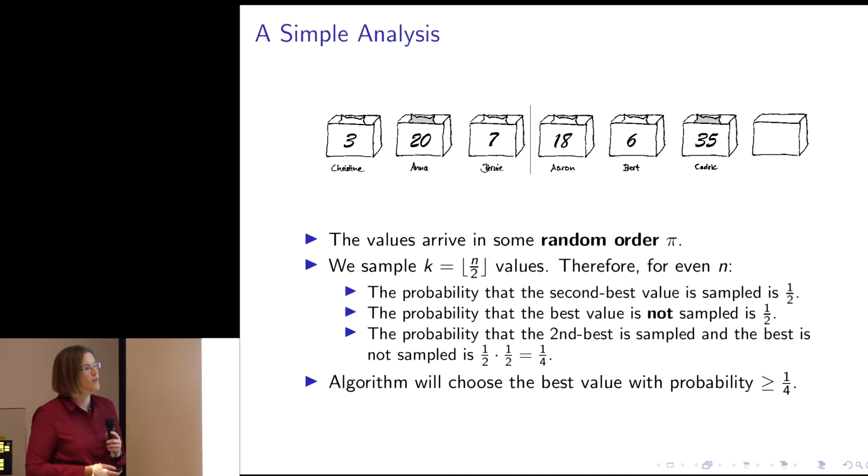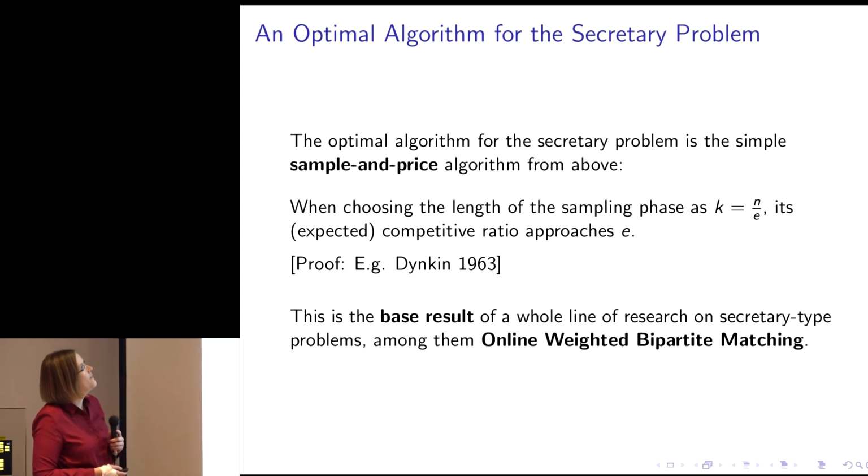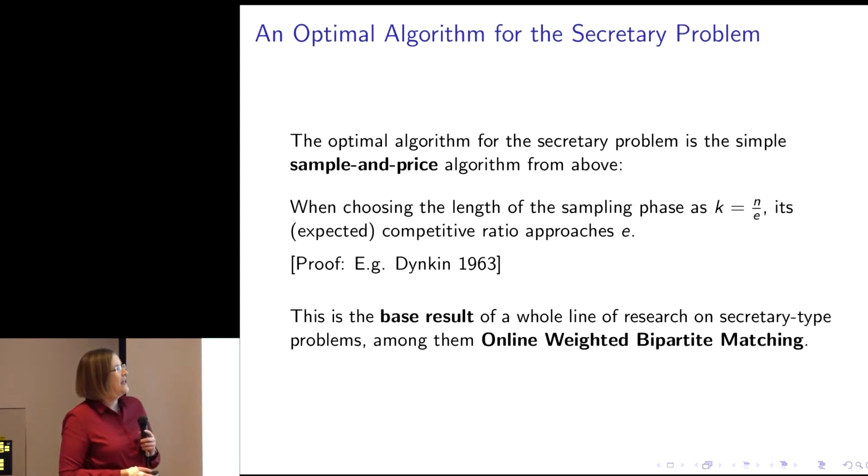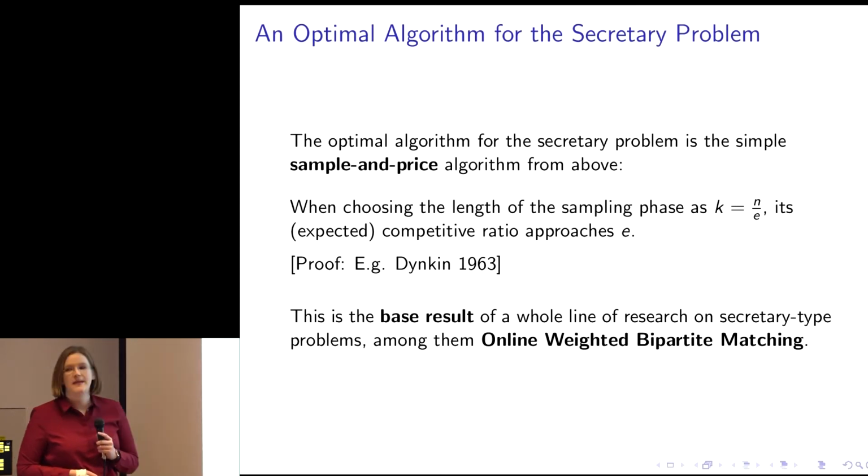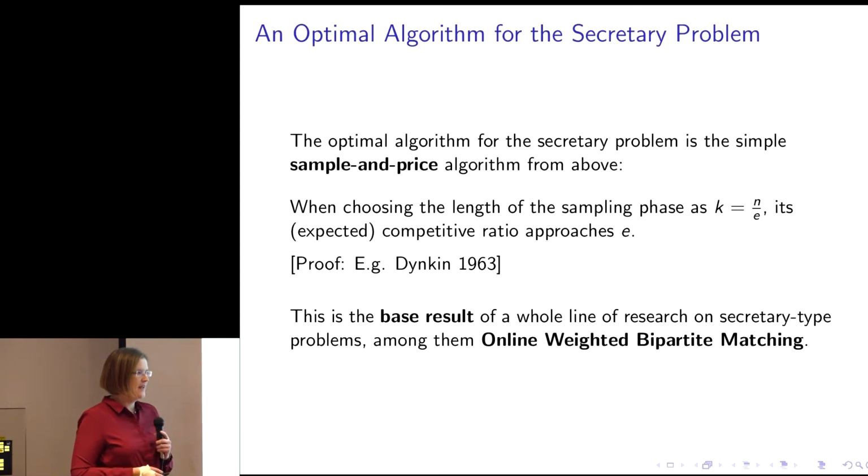So this is the principle here, and actually, you can improve on this by just moving the point in time where you say, I'm going to start making decisions. And the best way to solve it then gives you E instead of 4. But it's not a different algorithm, it's just a different stopping time for this sample phase.